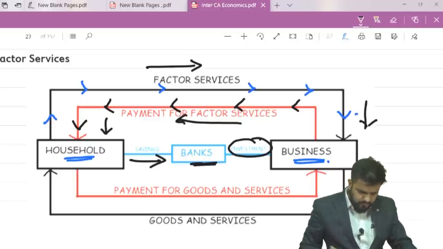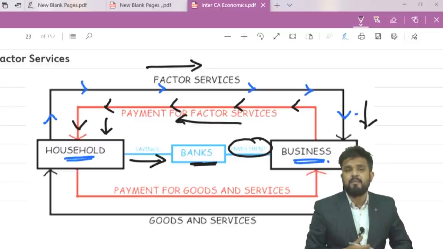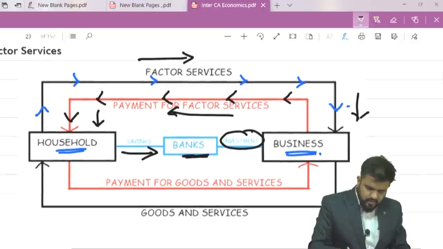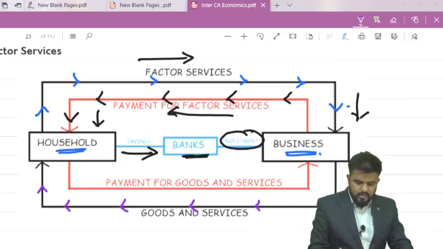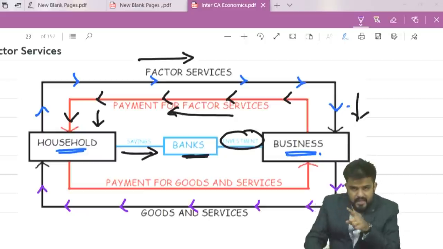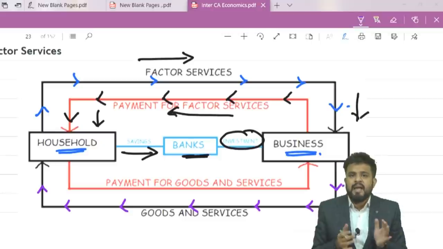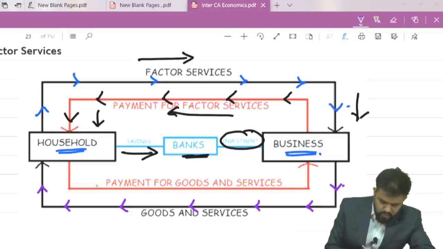So this was the upper part. Now some part was saved. Can I say the remaining part we people will spend in buying goods and services? So you can see here, goods and services will be coming from business to household, because who are the producers of goods and services? Business. So from business, goods and services will enter household. But are we going to buy goods and services for free? No. What will happen? Households will make payment for goods and services.